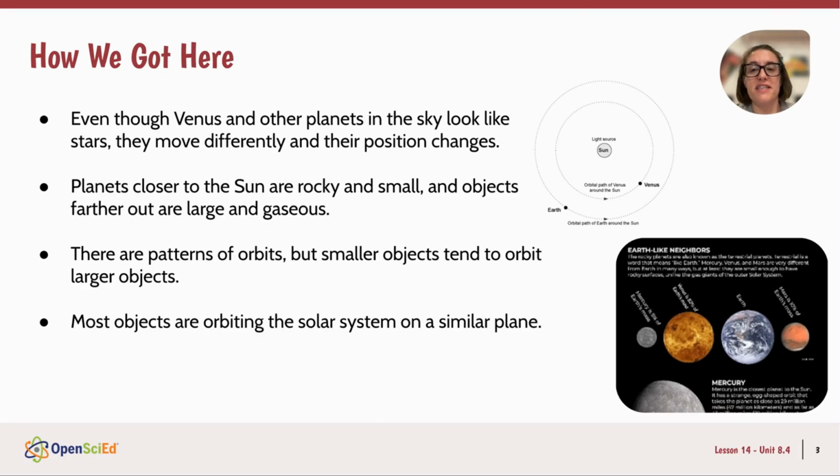So, how did we get here? Well, in the previous lesson, we figured out that the objects in our solar system have a pattern, that the planets that are closer to the sun are rocky and smaller, and those further away are larger and gaseous. There are patterns in orbits, and smaller objects tend to orbit larger ones, and most of the objects orbiting our sun are all in the same plane.